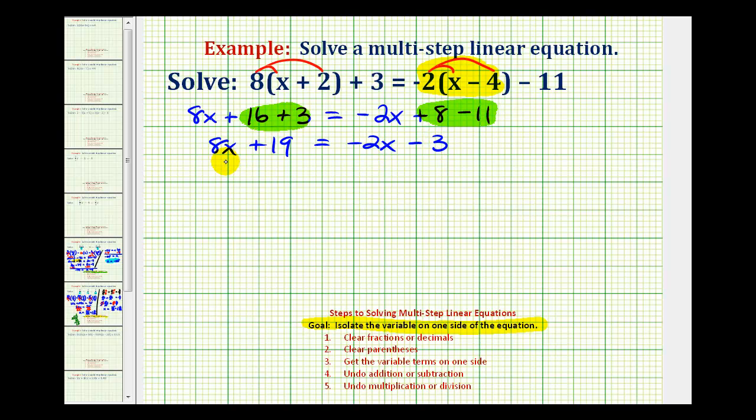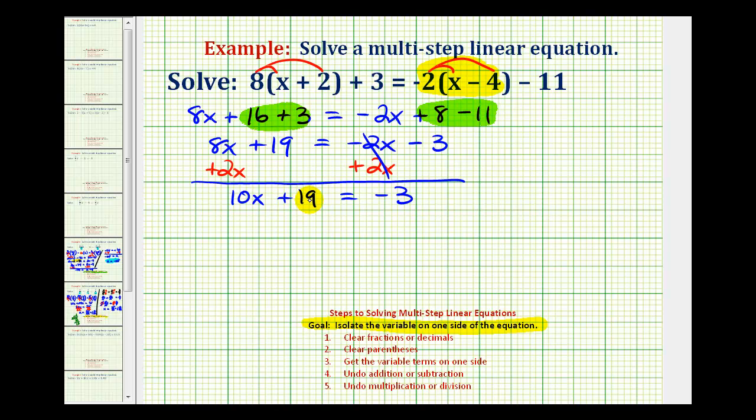Now notice we do have variable terms on both sides of the equation, so we can't isolate x if it's on both sides. So if we want to undo this -2x on the right side of the equation, we could add 2x to both sides. And again, the reason this works is -2x plus 2x would be 0, so now the x term is no longer on the right side. So now when we simplify, we have 8x plus 2x, that's 10x, plus 19 is equal to -3. And now we have our basic two-step equation.